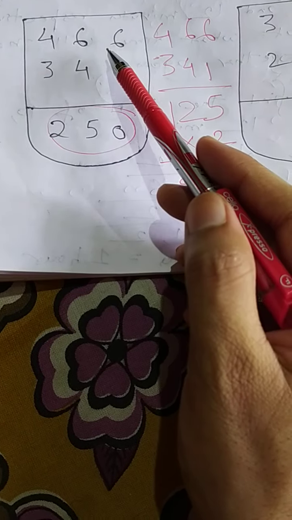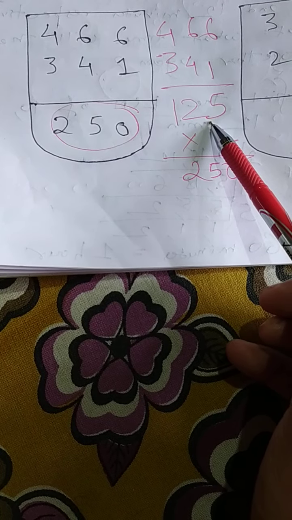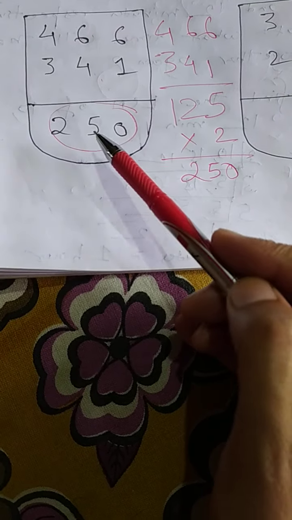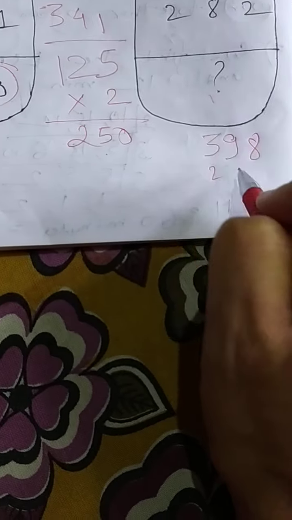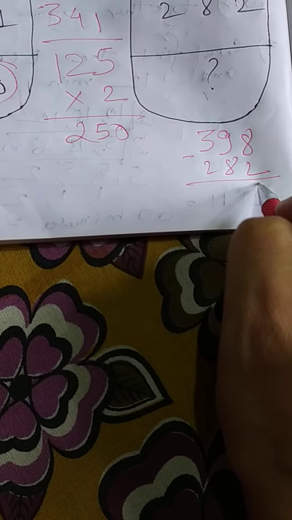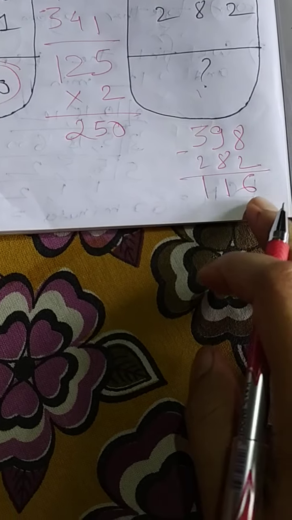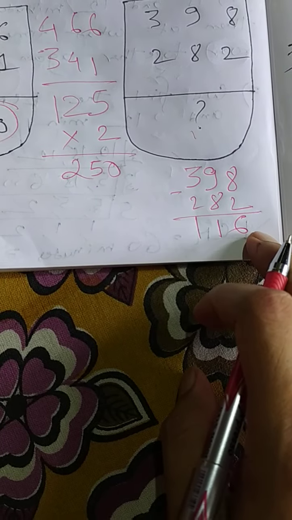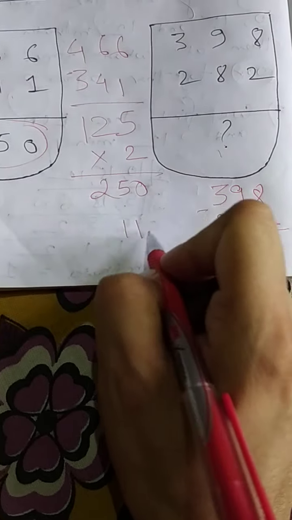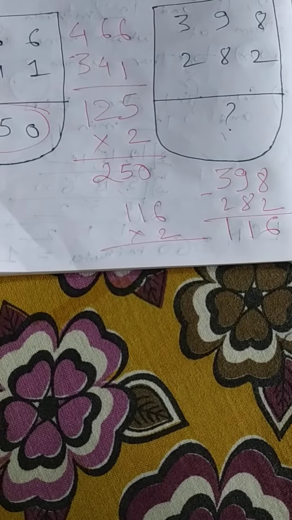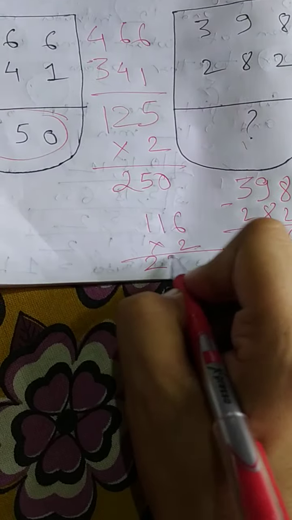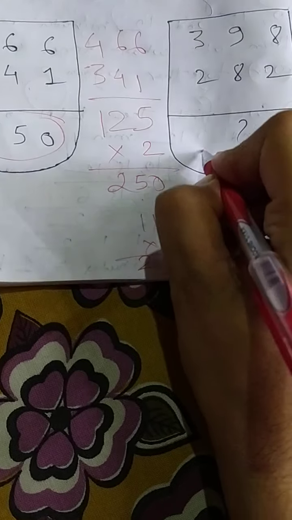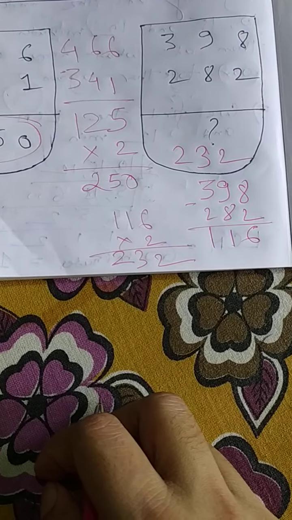So what is the rule? These two numbers you will subtract, your answer will come 125. Then with the answer you will multiply 2, you will get this one, 250. Similarly here, if you subtract 398 and 282, you will get 116. And 116, if you multiply 2, how much will you get? 116 into 2 will get 232. So your answer is 232.